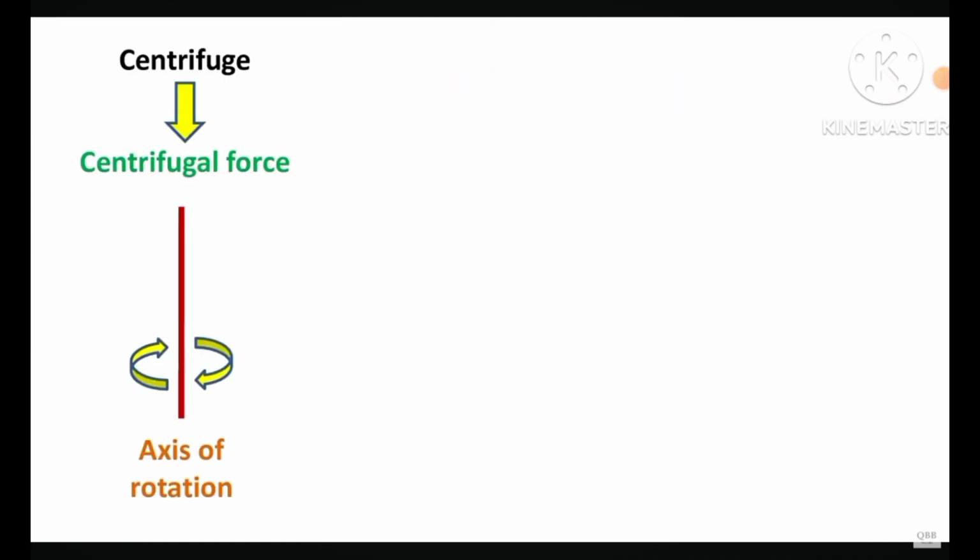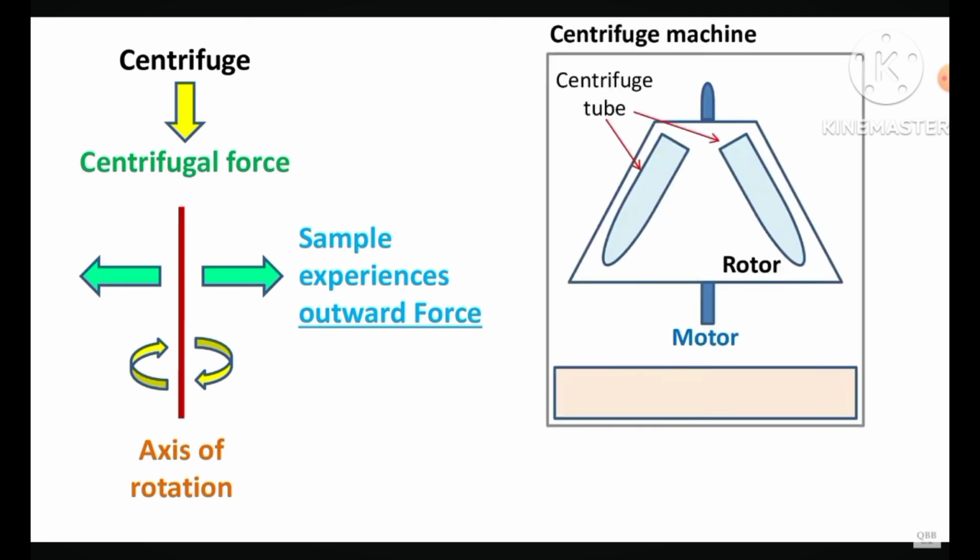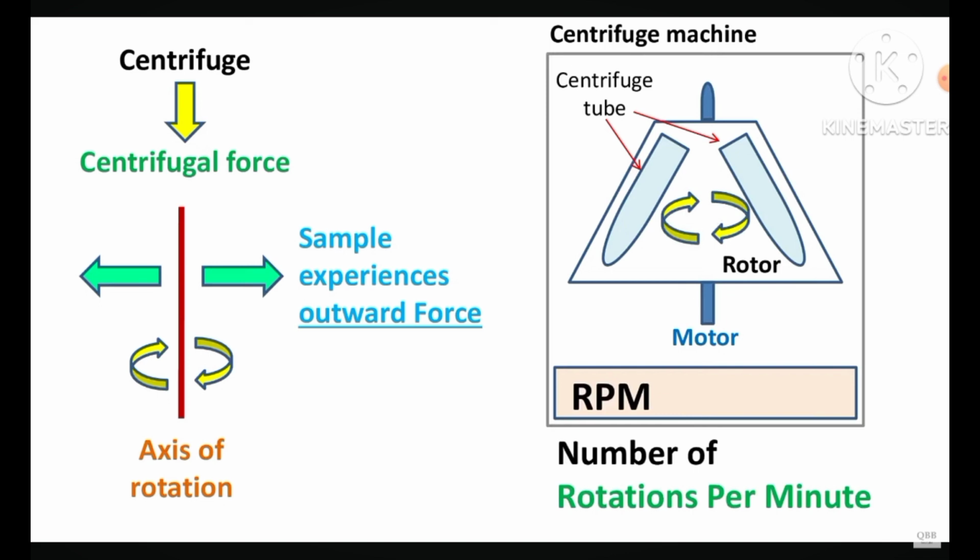Centrifuge is a machine that uses centrifugal force to separate various components present in the liquid sample. Centrifugal force is a force that pushes the object away from the rotating axis. In centrifuge, the centrifugal force is usually applied by spinning the liquid sample at high rotational speed. This rotational speed is usually indicated as RPM, which stands for number of rotations per minute.